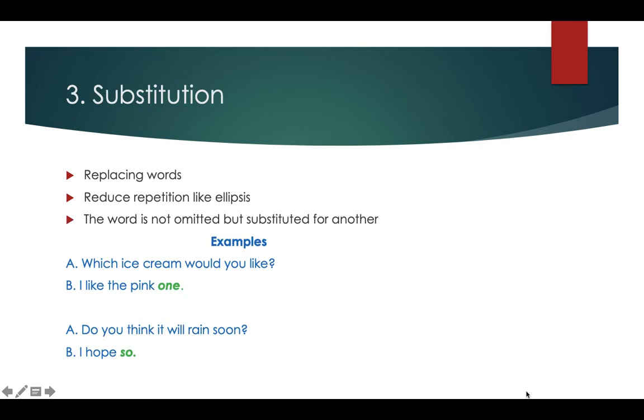Number 3 is substitution. Substitution means replacing words, and it also reduces repetition like ellipsis. The word is not omitted but substituted for another. Substituted means replaced for another word. Coming towards the example, which ice cream would you like? I like the pink one. One refers to ice cream, so we have replaced ice cream with one. Do you think it will rain soon? I hope so. Again, so refers to the whole idea that yes, it will rain soon, okay?